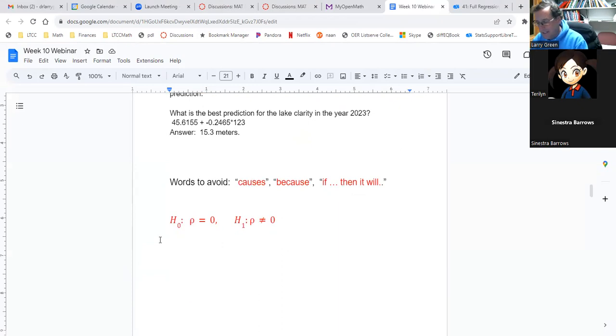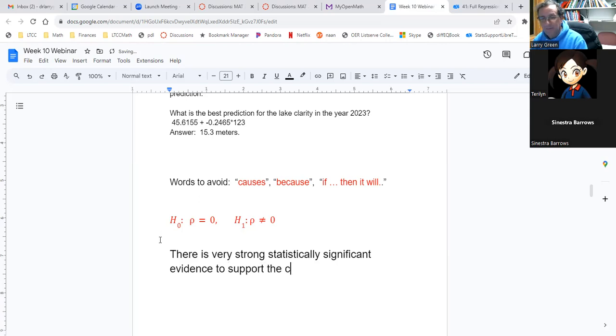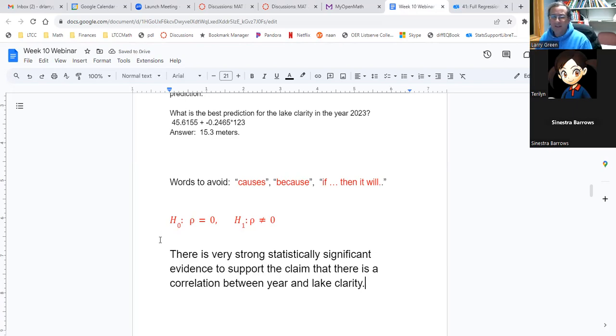So there is strong and even very strong statistically significant evidence to support the claim that there is a correlation between year and light clarity. Okay. Any questions on that?